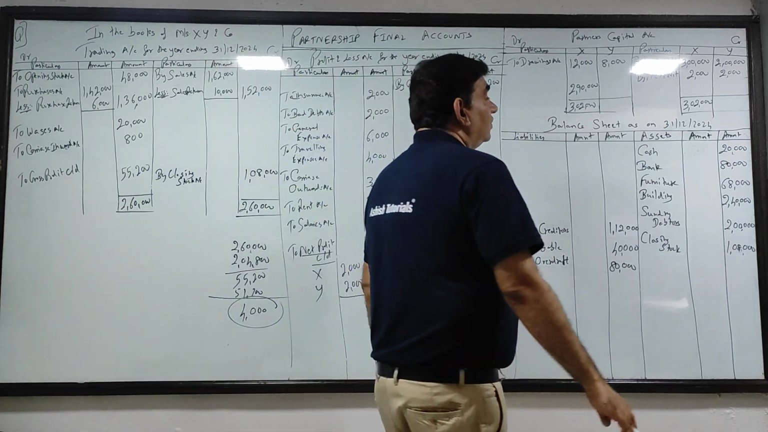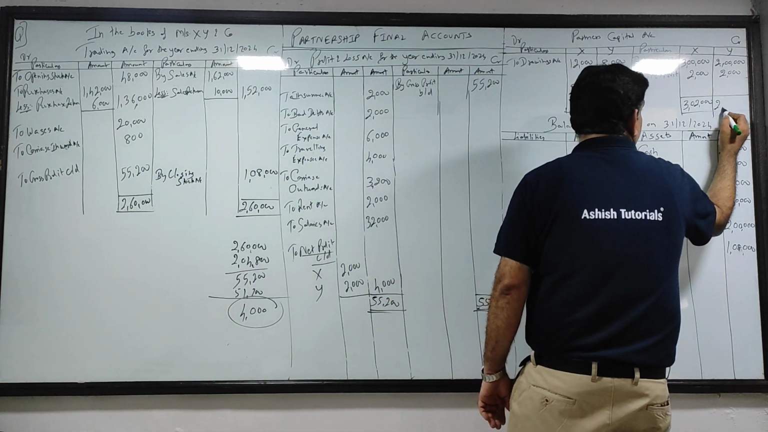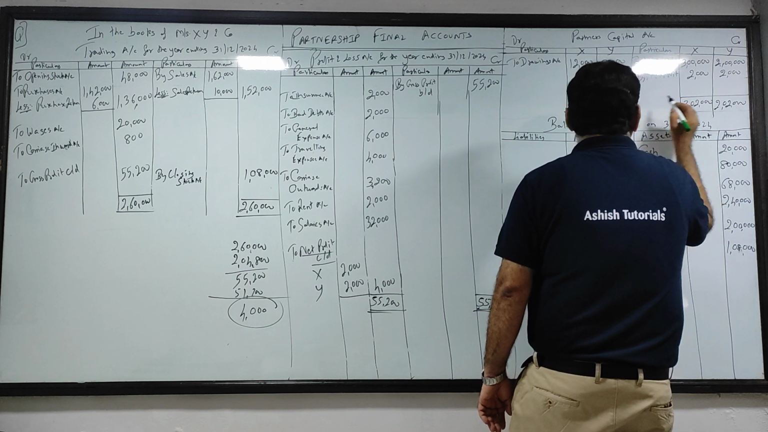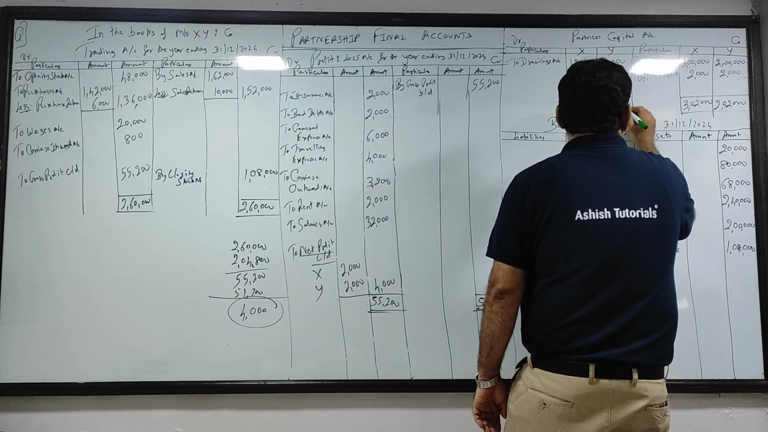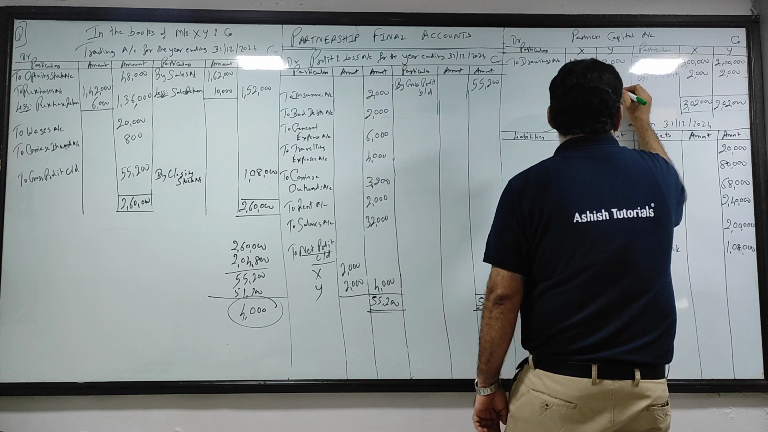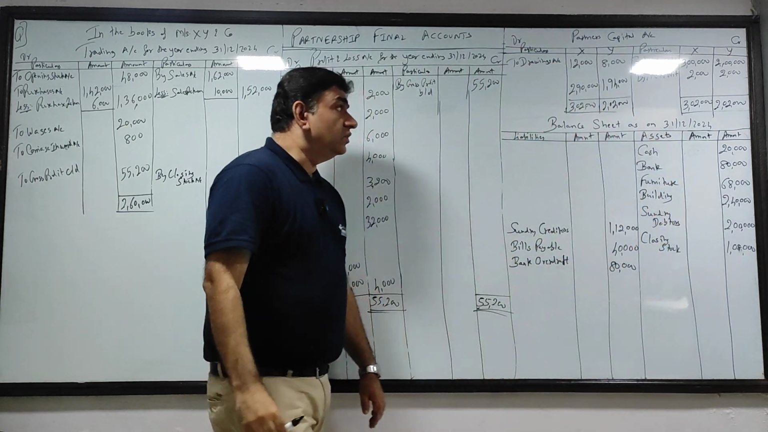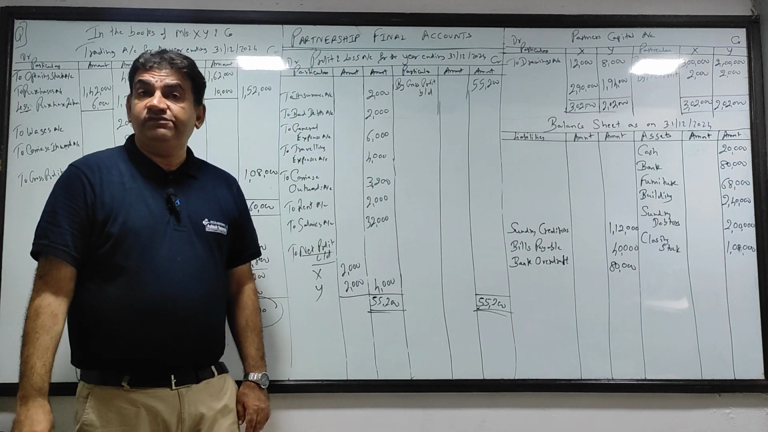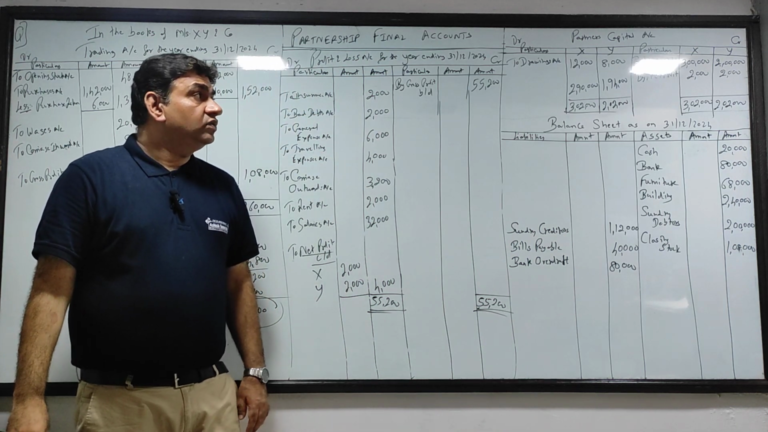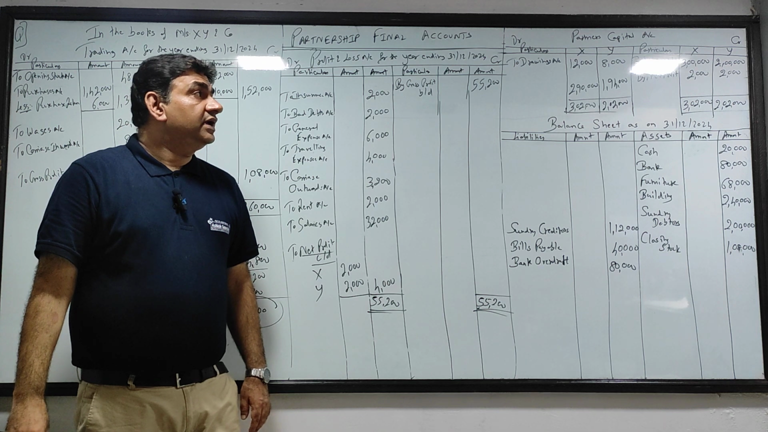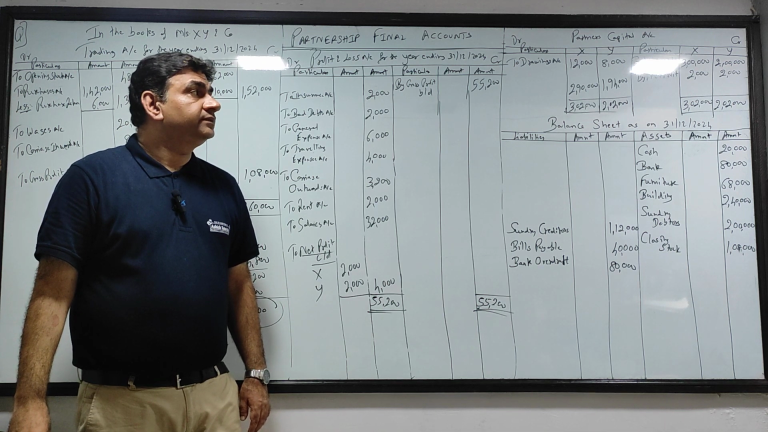Same way, do Y. 2 lakh plus 2, 2,02,000 minus 8,194. So 2,02,000 minus 8,194. So X is 290 and Y is 194.